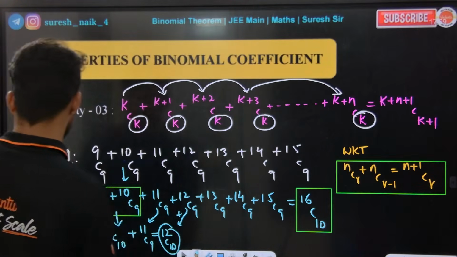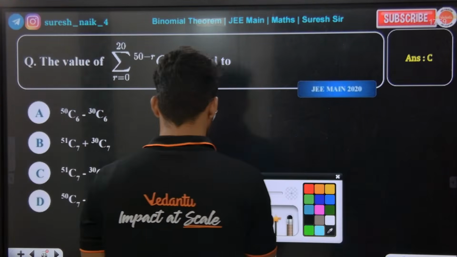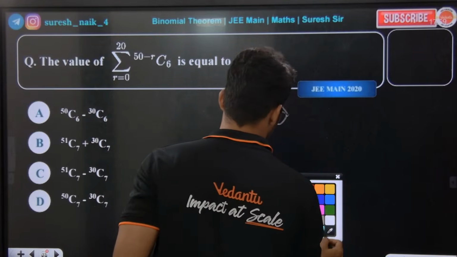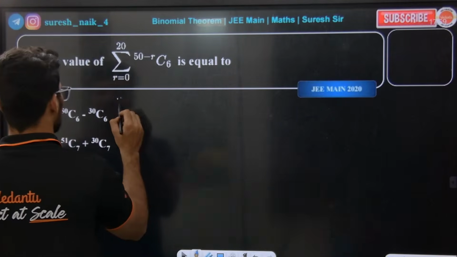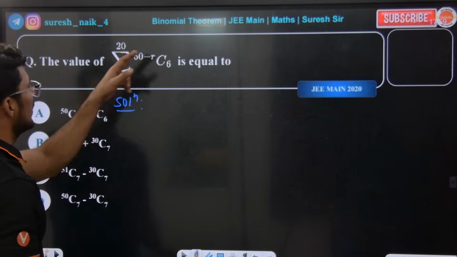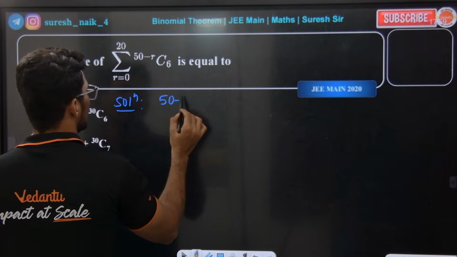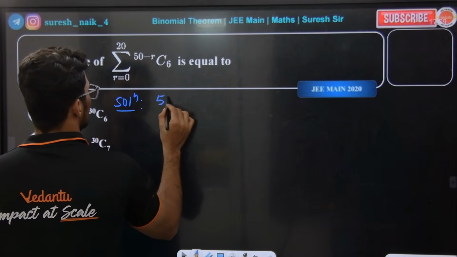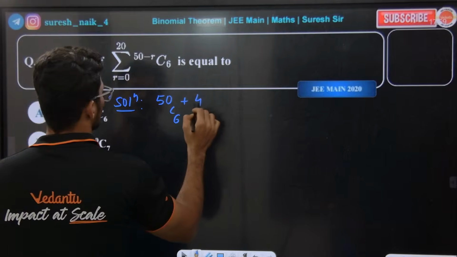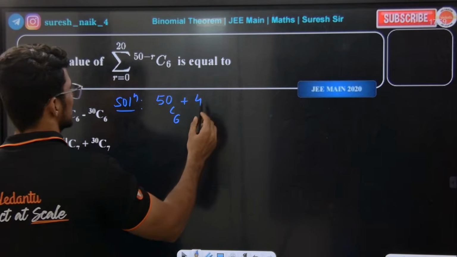Super, one question. Let's take an MCQ, this 2020 MCQ. How do we solve this 2020 MCQ? First, the value of this is what they are asking. Let me substitute the values of R. If I substitute R as 0, I get 50C6 plus. If R value is 1, I get 49C6.